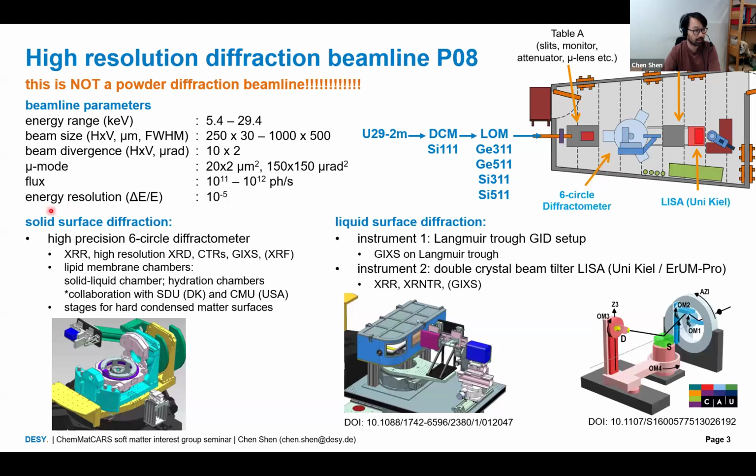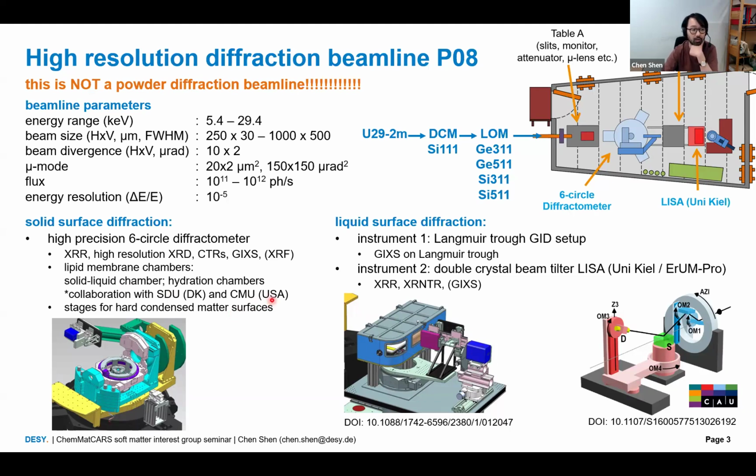For all the solid surface experiments, we do that on a 6-circle diffractometer. The soft matter interface users usually measure things on the solid-liquid interface or hydrated multilayers on solid substrates. And here we have the beamline chamber that came from the collaboration with universities in Denmark and CMU from the US. But we also have sample stages for traditional hard condensed matter surface studies.